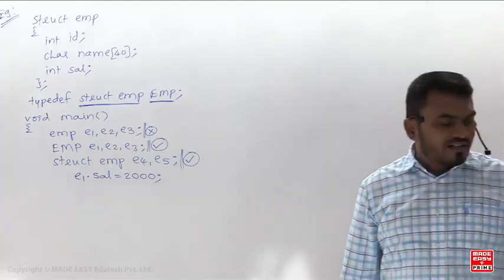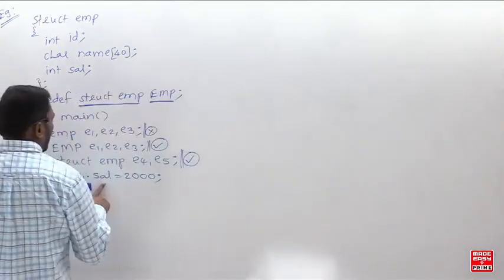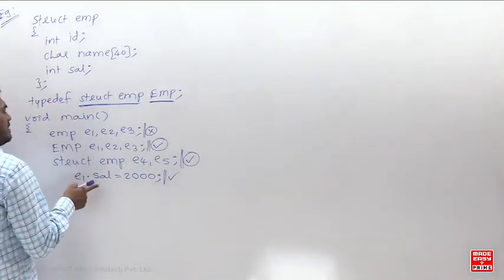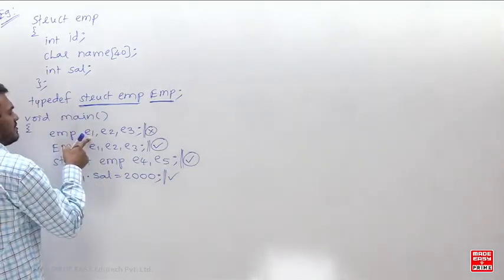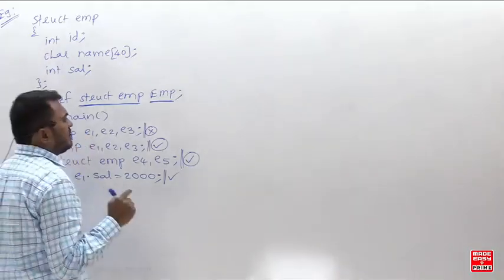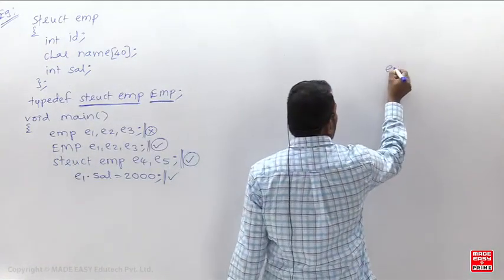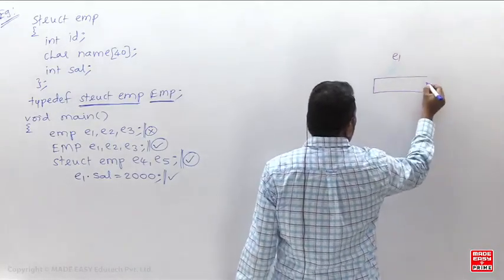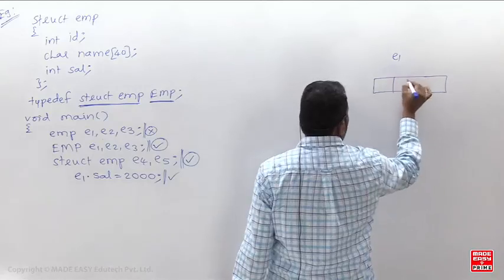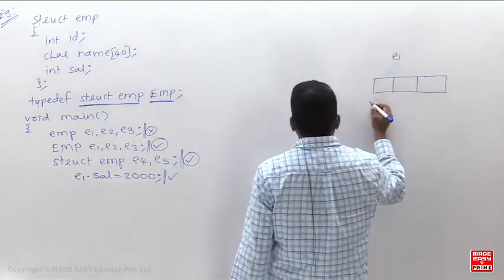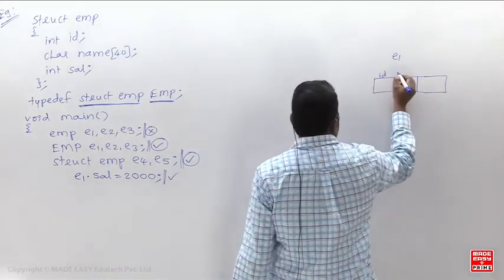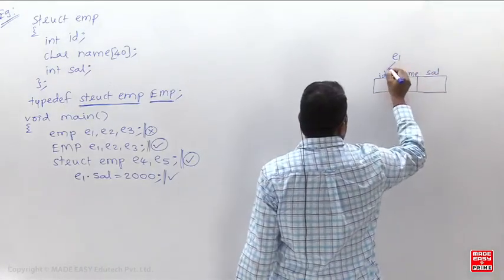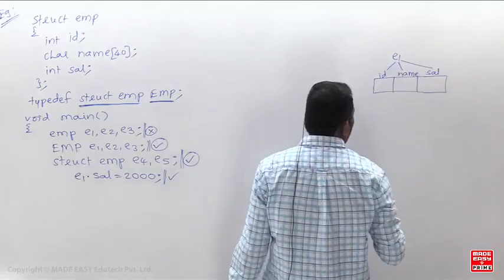Right. So understand here. E1 dot salary equal to 2000. Is this allowed or not allowed? Allowed. Now look here. You created the E1 structure variable. Listen carefully. How will the E1 structure variable look? This is how it will look. The E1 structure variable has three things. The first one is the ID, the second one is the name, and the third one is salary.